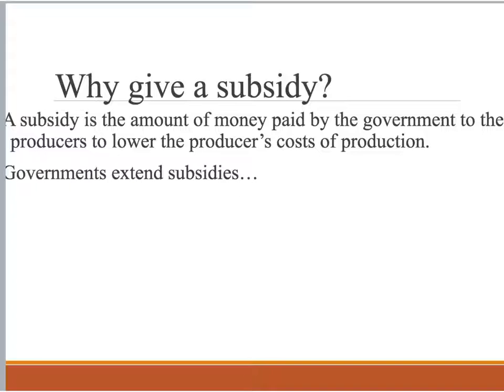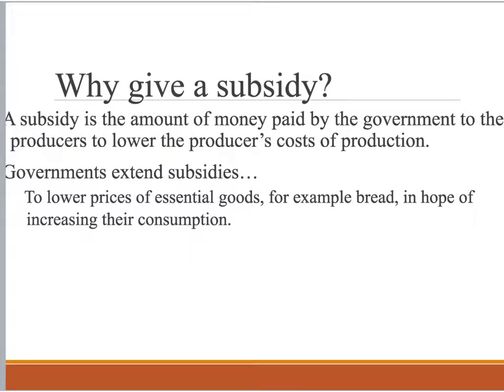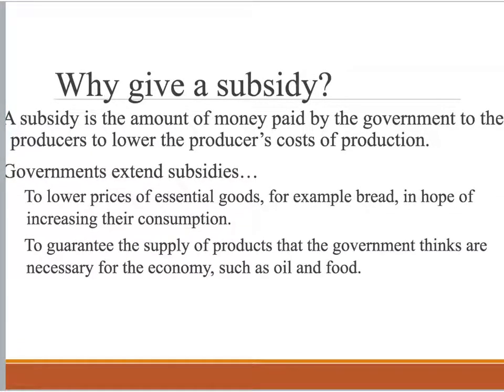A subsidy is the amount of money paid by the government to the producers to lower the producer's cost of production. Governments extend subsidies to lower prices of essential goods, for example bread, in hope of increasing their consumption. The government also provides subsidies to guarantee the supply of products that the government thinks are necessary for the economy, such as oil or food.